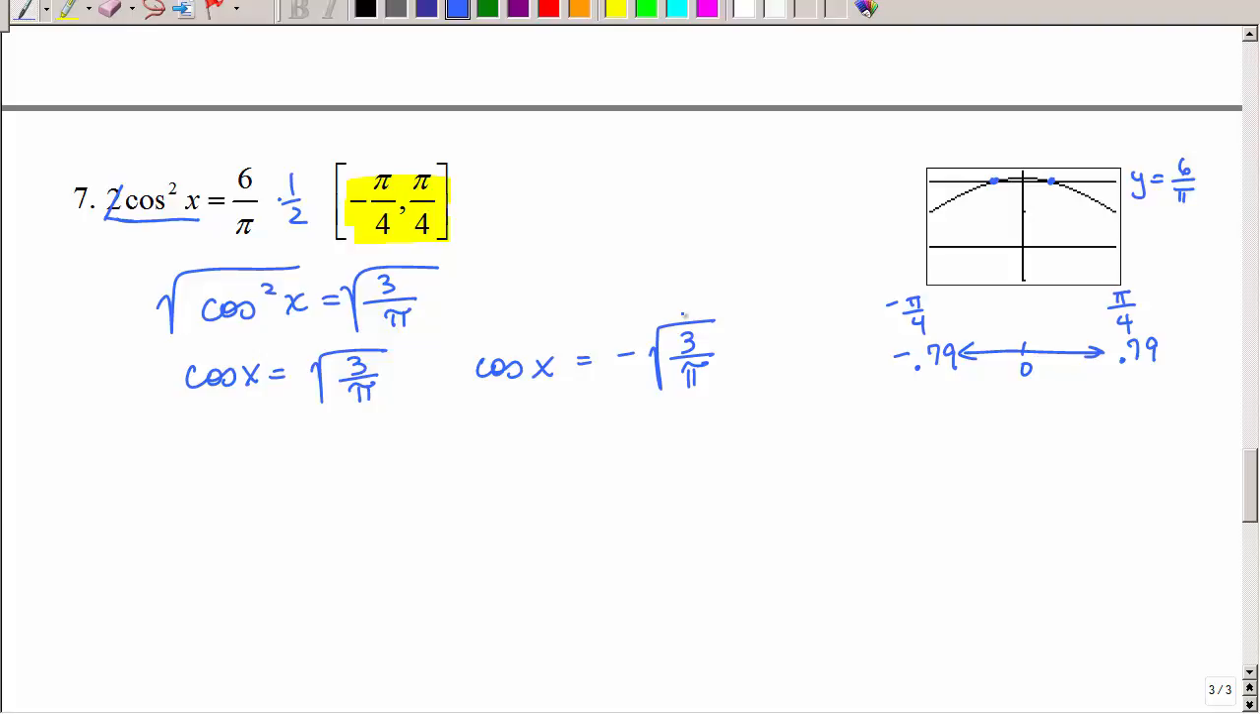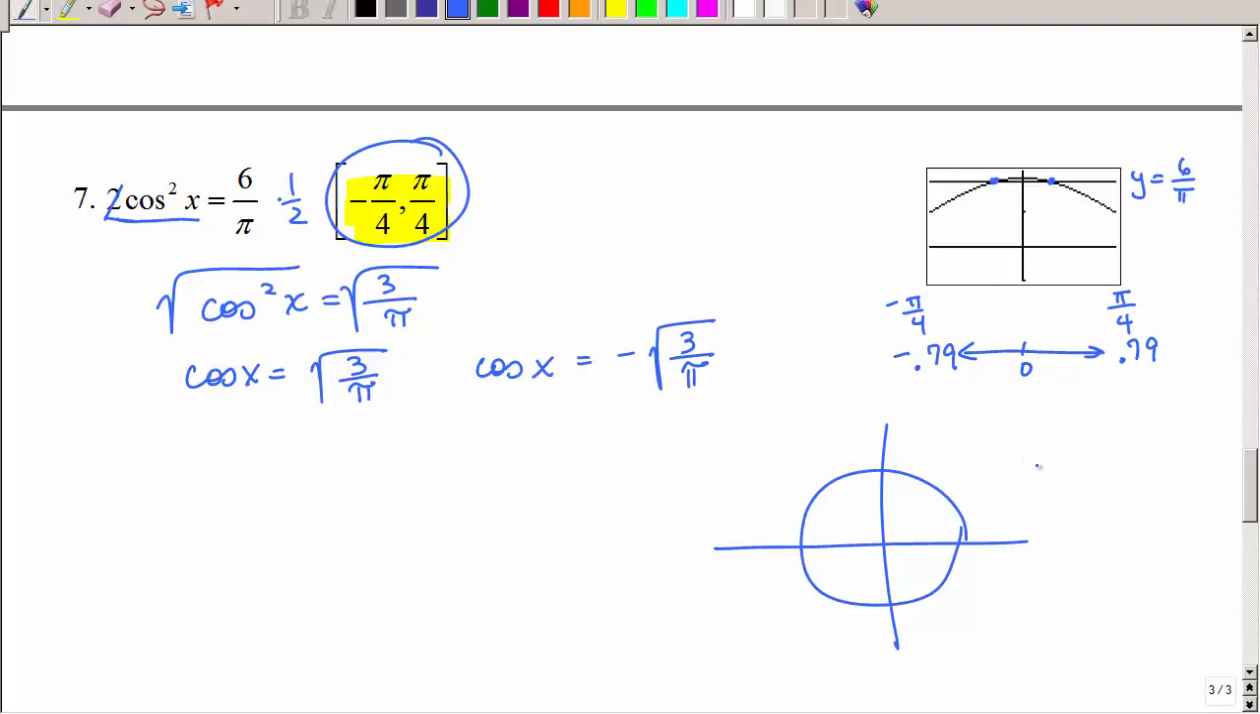Well, let's stop right there. Think about our interval. Okay? So we have a little bit of quadrant 1 and a little bit of quadrant 4. Going back to that unit circle, cosine. Where is the cosine positive? The cosine is positive in quadrant 1 and quadrant 4. They're the x values. Where's the cosine negative? In quadrant 2 and quadrant 3. That's over here.